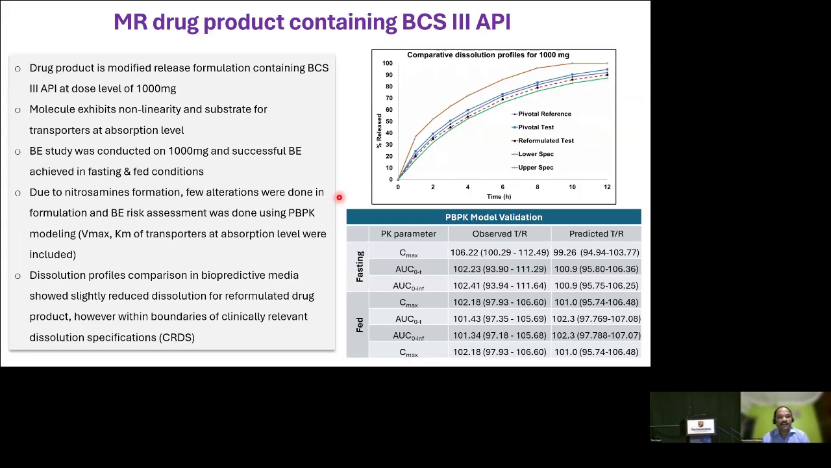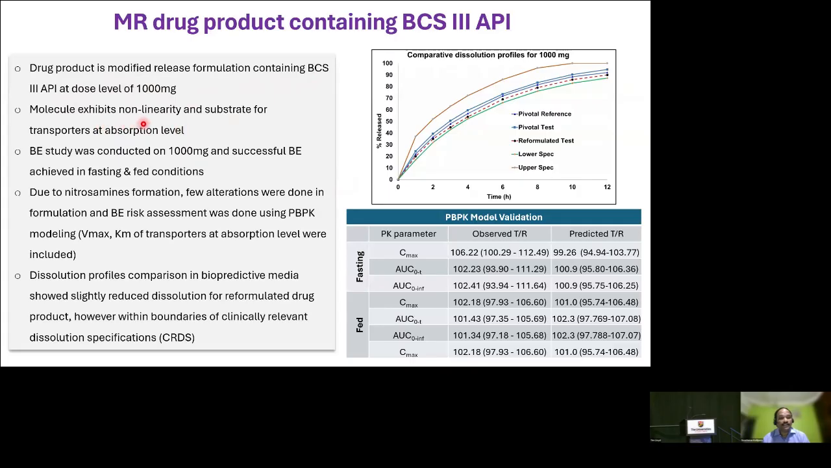The next case study that we would like to provide is for the modified release formulation, and how do we use the PBPK modeling for the modified release formulation to avoid the BE studies due to the reformulation. So in this case, the drug product is a modified release formulation containing the BCS class 3 API at a dose level of 1000 mg.